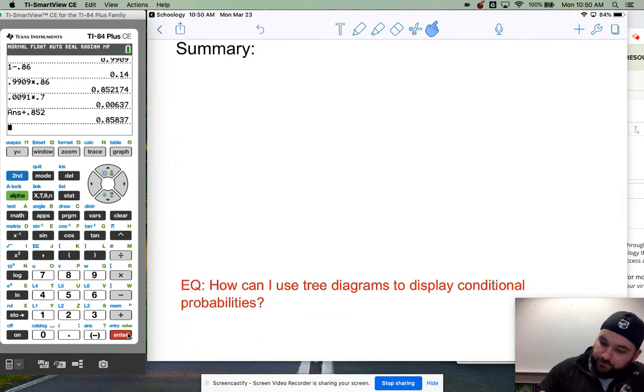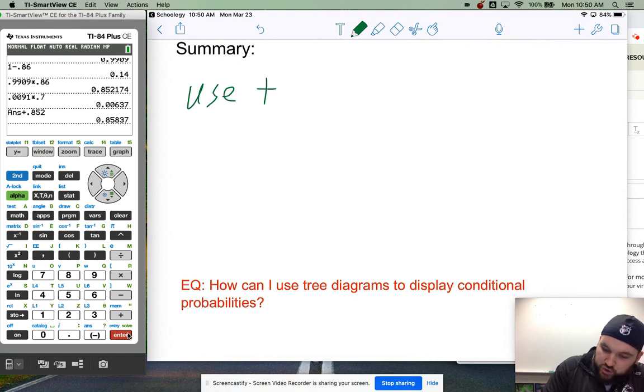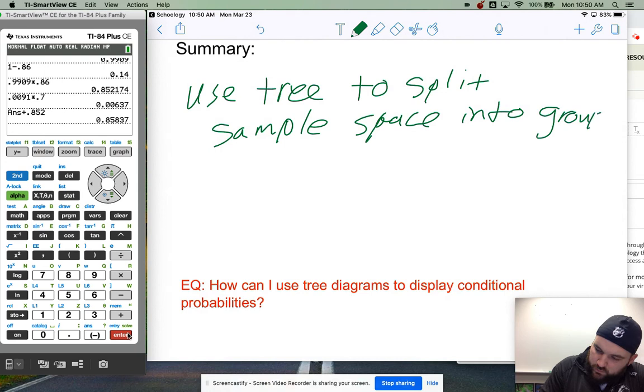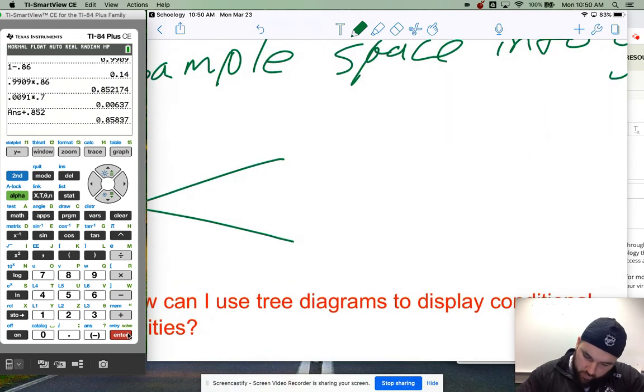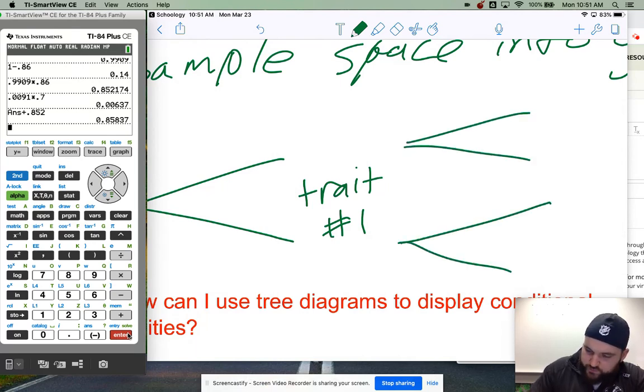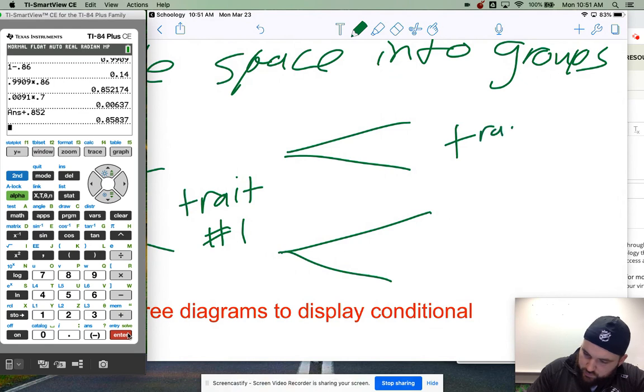But to summarize, how can I use tree diagrams to display conditional probabilities? We're going to use the tree to split into two categories. Use the tree to split the sample space into, well, I'll say into groups. So this is trait number 1. And then from here, we have 2 additional splits that has trait number 2.